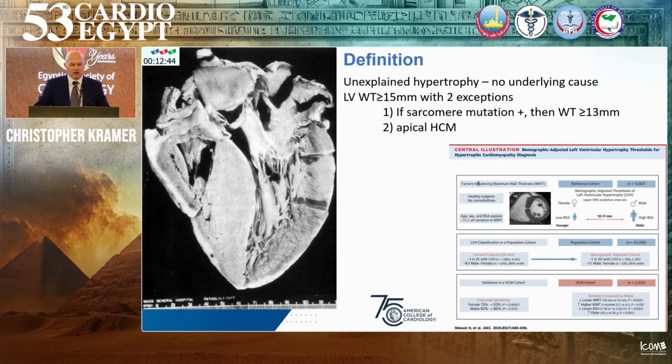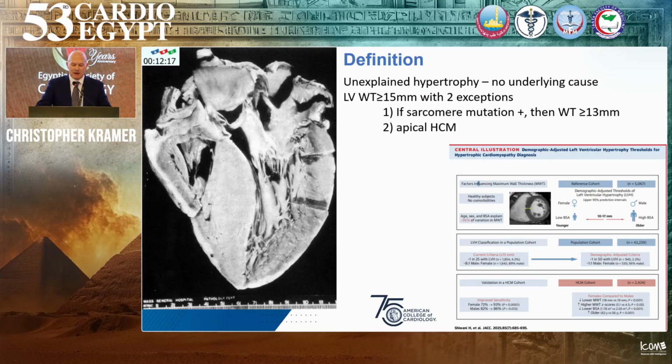So first of all, how do we define overt HCM? It's defined as unexplained hypertrophy, so no underlying cause. In the past, we used 15 millimeters as a strict cutoff with two exceptions. One, if a patient has a clear genetic sarcomere mutation underlying, we use 13 millimeters, and the apex can be thinner than the base, and so we don't use the 15 millimeter cutoff in the apex.